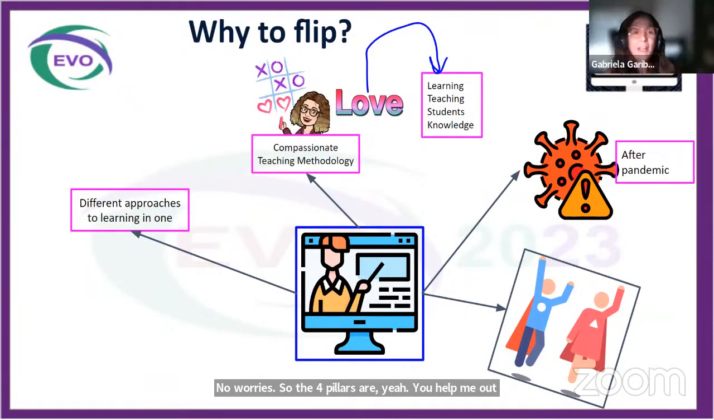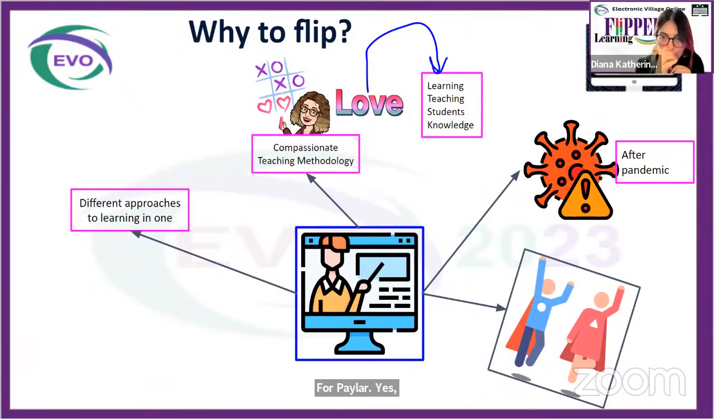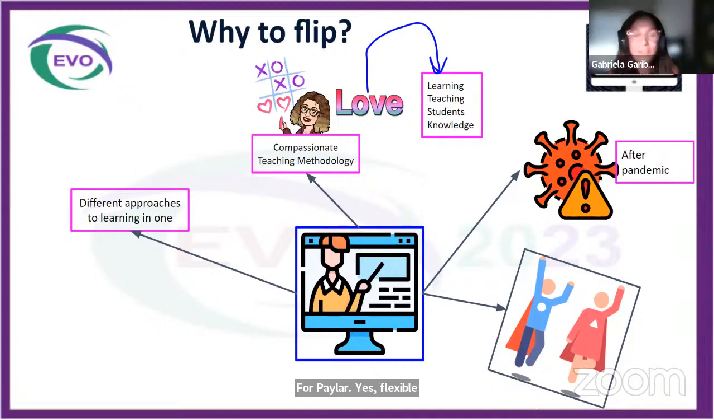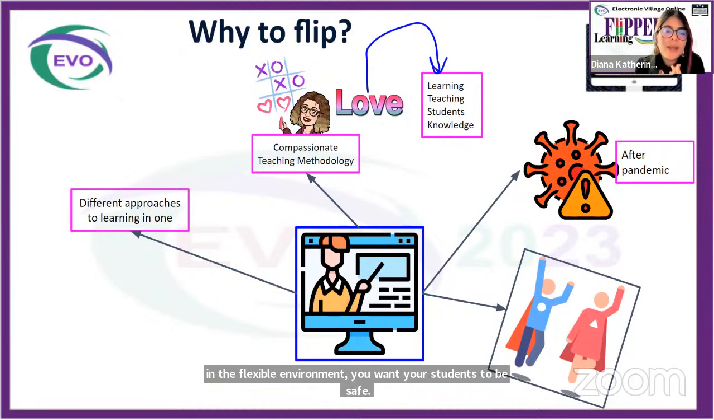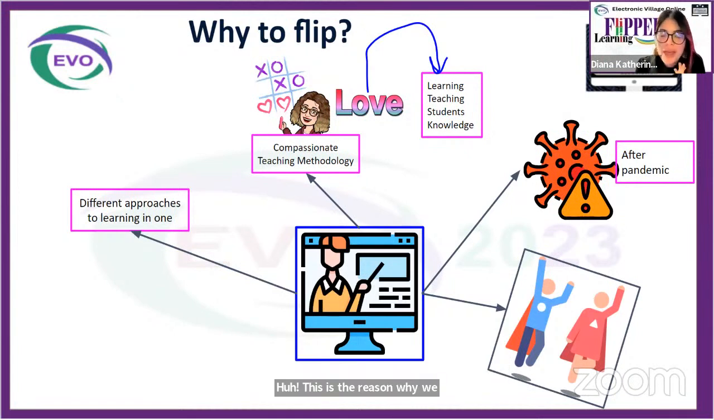So the four pillars are, Gabi, help me out. Four pillars, yes. Flexible environment, learning culture, intentional content, and professional educator. So in the flexible environment, you want your students to be safe. This is the reason why we talk about growth mindset, because the way you treat your students is the way they're going to treat themselves as learners in your classroom. So this is the reason why Carolina talks about compassionate teaching methodology. You need to make your students feel safe within your environment.